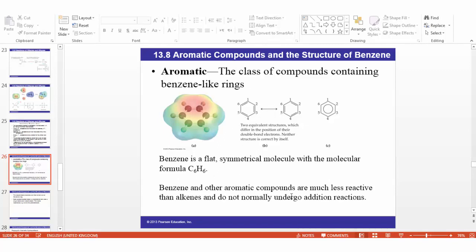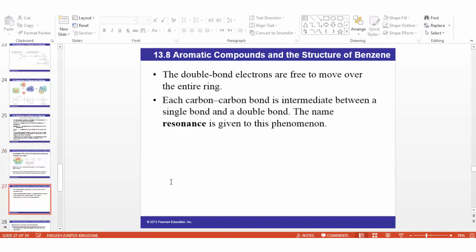Benzene and other aromatic compounds are much less reactive than alkenes, and they do not undergo addition reactions, as we will see. Again, benzene and other aromatic compounds are less reactive than alkenes. They do not undergo the so-called addition reaction we described for alkenes. The double bond electrons are free to move over the entire ring. Each carbon-carbon bond is intermediate between a single bond and a double bond. The name resonance is given to this phenomenon.